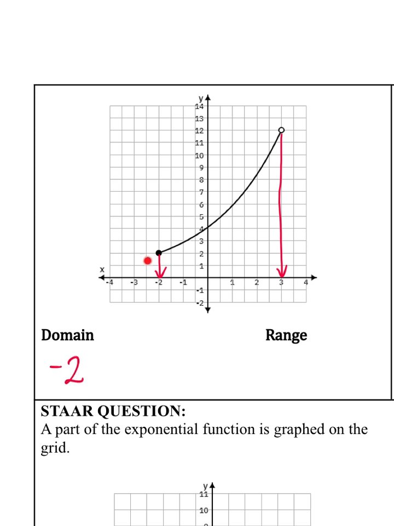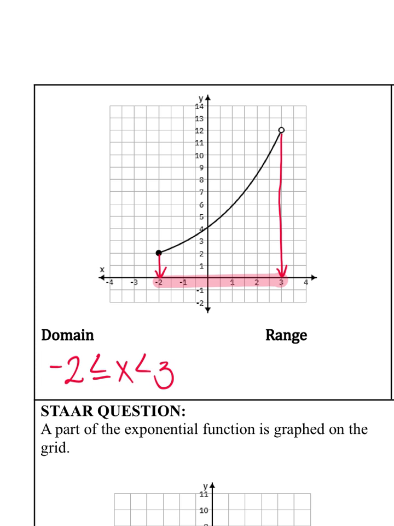I have a closed endpoint, which makes this less than or equal to, then my x. Then I'm going to look at this endpoint, which is open, which makes this less than, and I'm going to follow that arrow down to the number where it ends at +3. So my numbers go from -2 to +3.